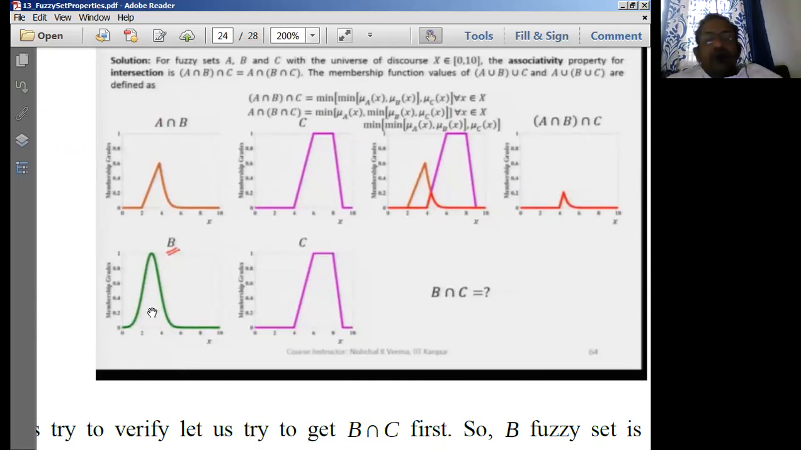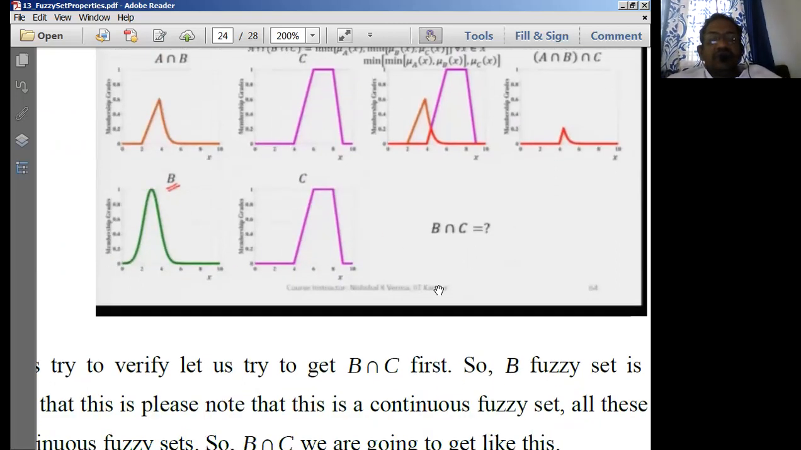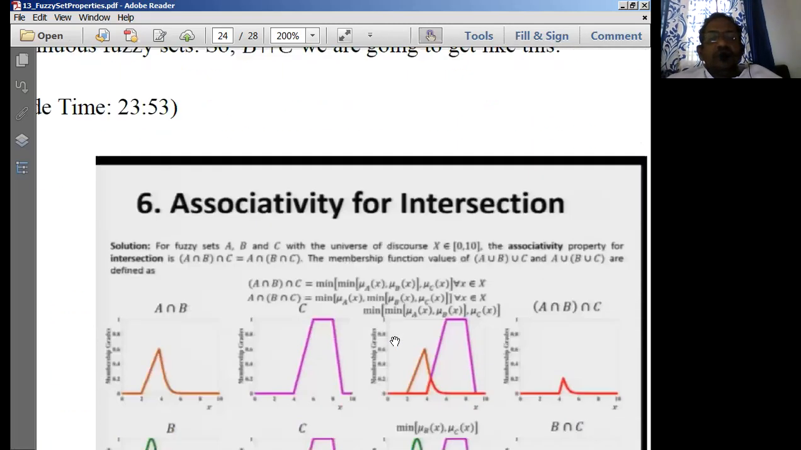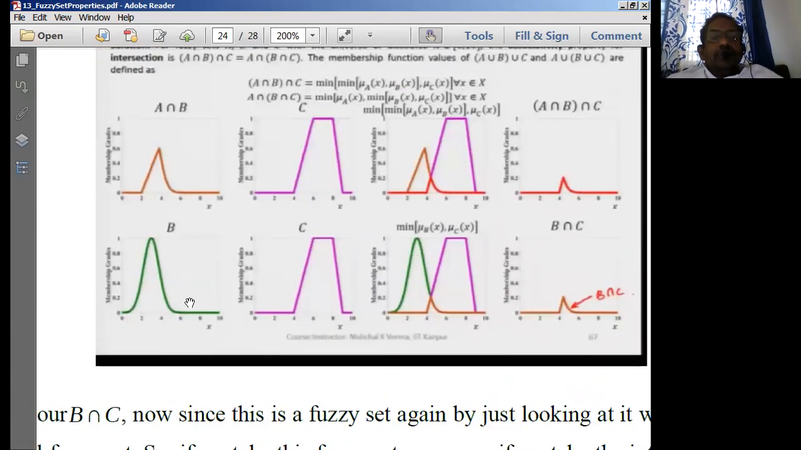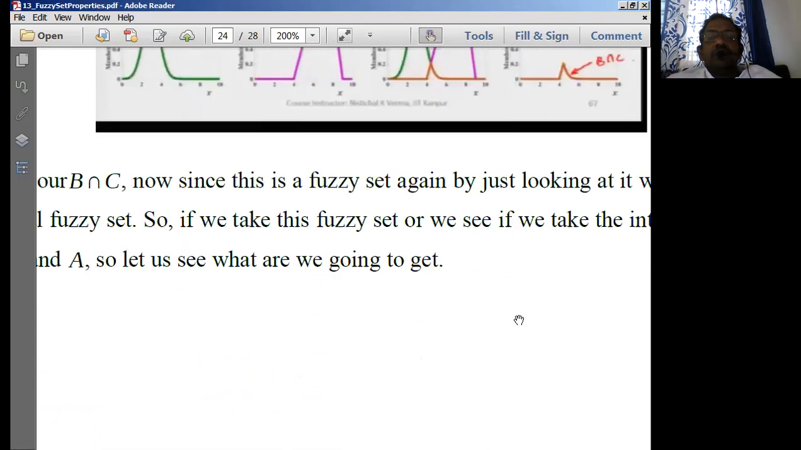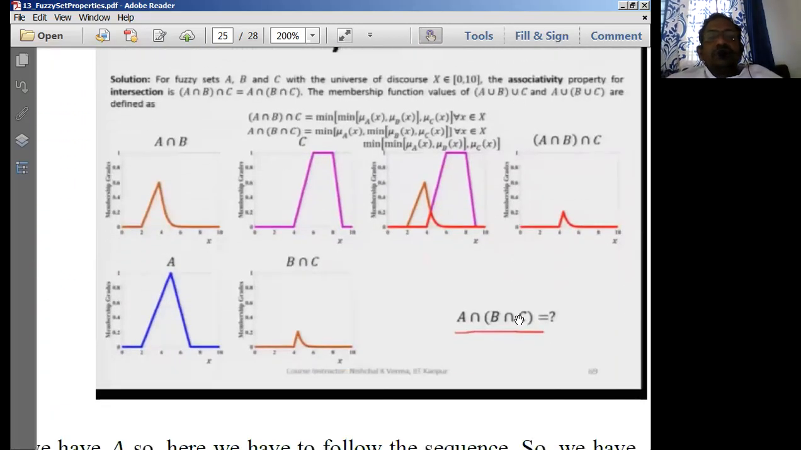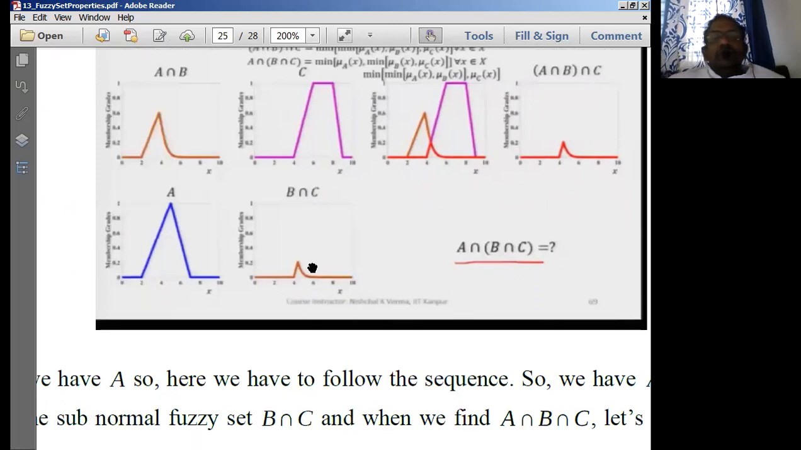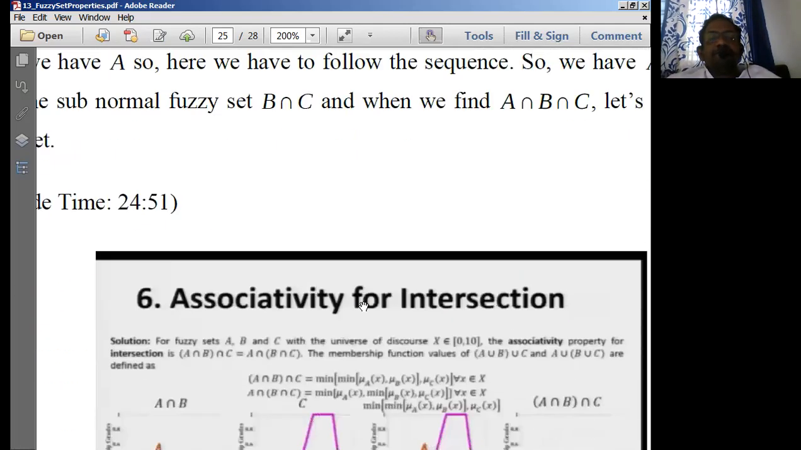So let us start with B intersection C now. We should find out B intersection C. B is a Gaussian, C is a trapezoidal. Draw the Gaussian function, draw the trapezoidal function, and look for the minimum value. Which is the minimum? Trapezoidal is minimum up to here. Then later on, this Gaussian function is minimum. So therefore, Gaussian relationship will be coming over here. Then after this, it will be intersected with A. This you have to find out. A intersection B intersection C.